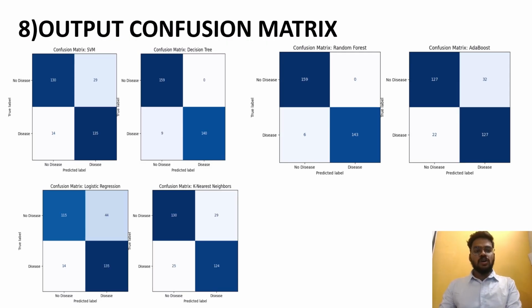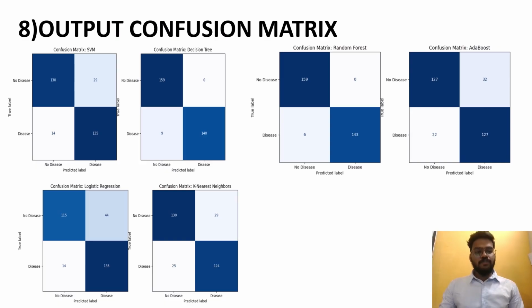These are the outputs. After using the models, we have created the confusion matrix. Let me explain what a confusion matrix is. A confusion matrix involves four types: true positive, false positive, true negative, and false negative. Let me explain through the diagram of each model output.